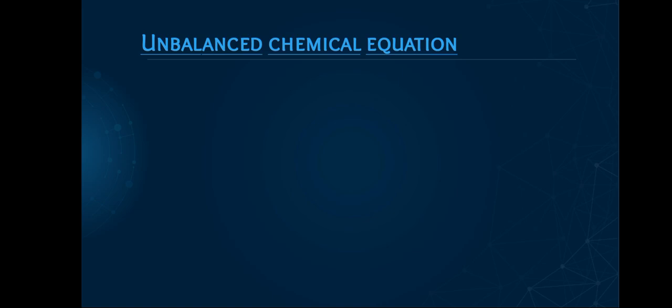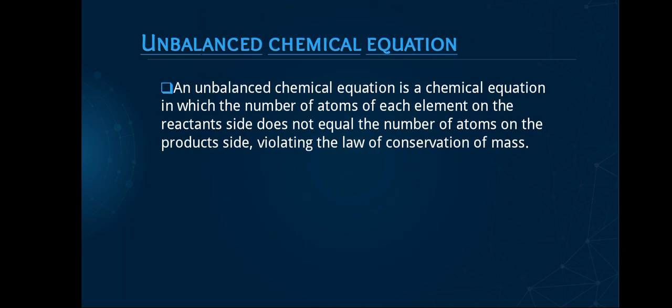Now let us see the opposite of it, the unbalanced chemical equation. If you ask me what is the opposite of something, you will tell the opposite definition. What is the opposite definition? An unbalanced chemical equation is a chemical equation in which the number of atoms of each element on the reactant side does not equal the number of atoms on the product side, violating the law of conservation of mass.